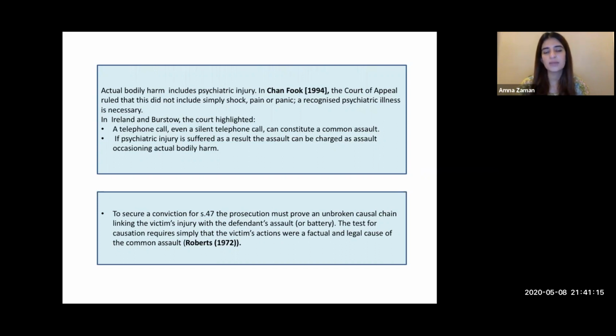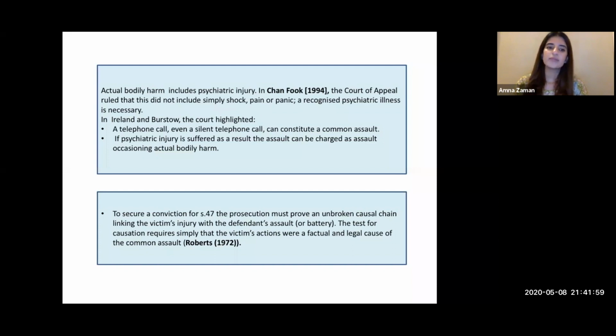So like in the guidelines we just went through for grievous bodily harm that said that serious psychiatric injury would amount to grievous bodily harm, if the psychiatric injury is not very serious, it can amount to actual bodily harm. However, the court clarified that shock, pain, panic would not amount to actual bodily harm either. There has to be a recognized psychiatric illness. If there isn't a recognized psychiatric illness, there won't be a conviction under Section 47 because the prosecution would not have proved that the act is serious for the offense to have been committed.